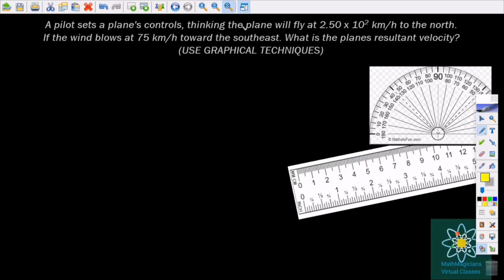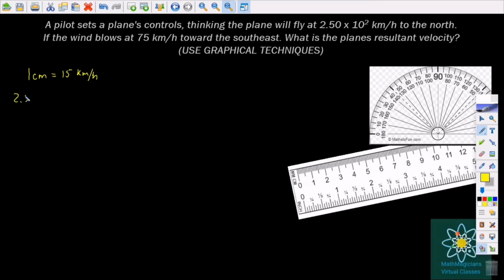Okay, so for this, we have 2.50 times 10 to the 2. And as you know, kilometers per hour would be very hard to draw on a sheet of paper, so we're going to make a conversion. Since it's a high number, 250, and 75, we're going to use a higher number than the last exercise. I'm going to say that 1 centimeter, in this case, is equal to 15 kilometers per hour. Once I have this, I'm going to start my conversions.